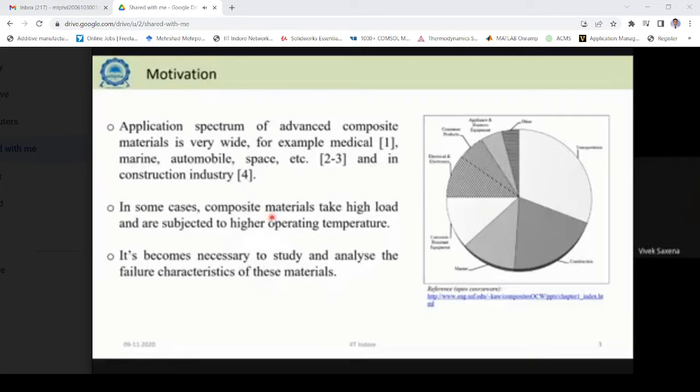So for those particular applications, we should study as a design engineer or as a research scholar. We should know what are the drawbacks and what are the conditions under which those material fail. So I would say it is very necessary and it is of extreme importance to study and analyze the failure characteristics of those materials, especially which are operating at higher operating temperature and take higher load.